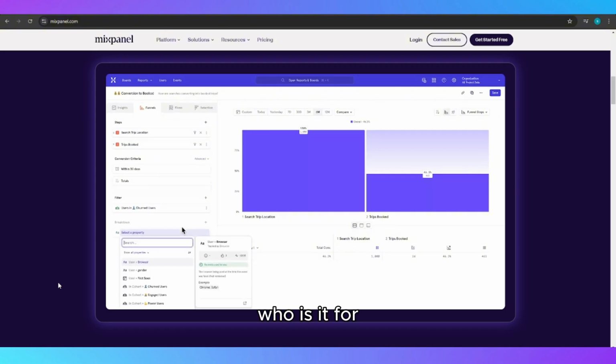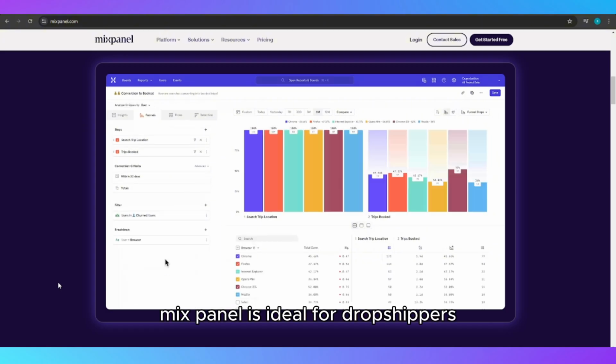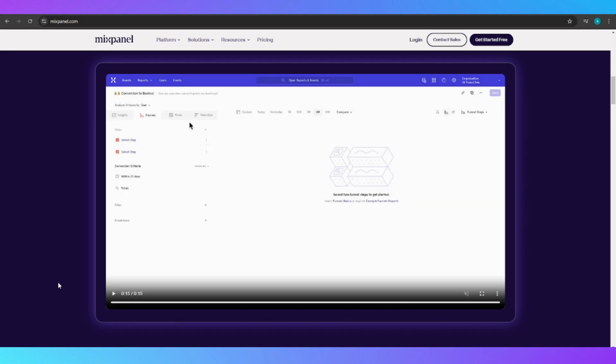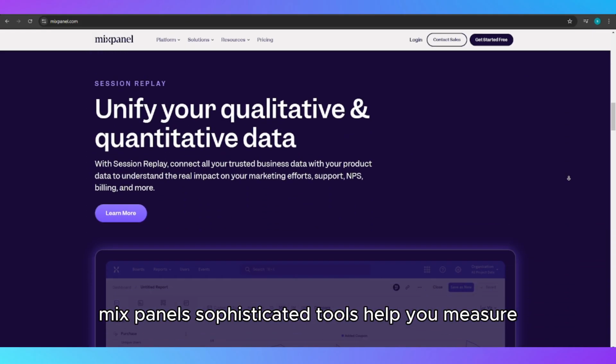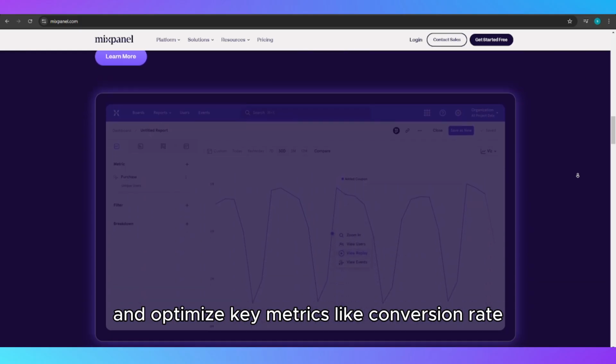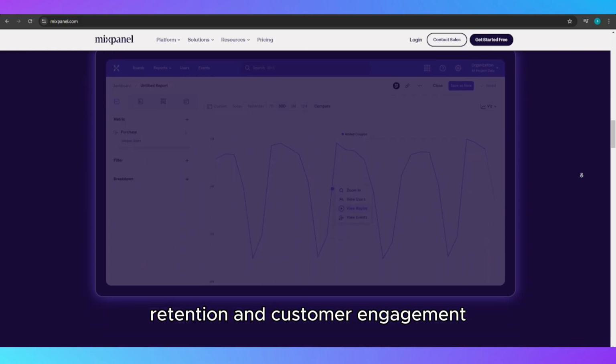Who is it for? Mixpanel is ideal for dropshippers who want to make data-driven decisions based on customer behavior. Whether you're just starting out or already scaling your business, Mixpanel's sophisticated tools help you measure and optimize key metrics like conversion rate, retention, and customer engagement.